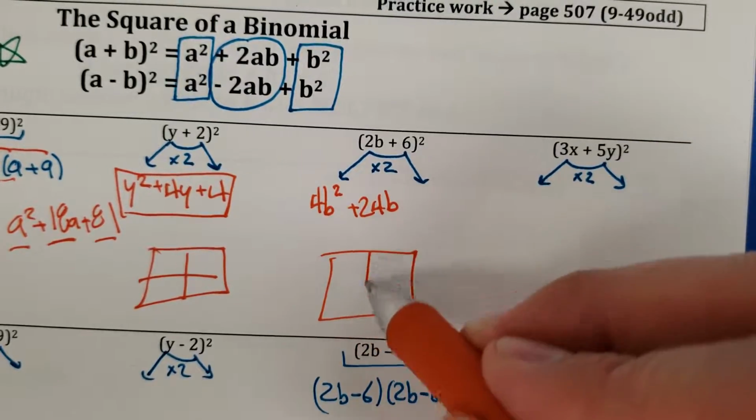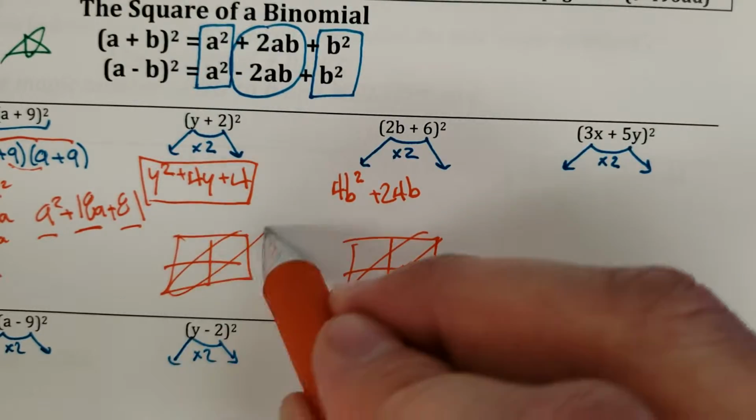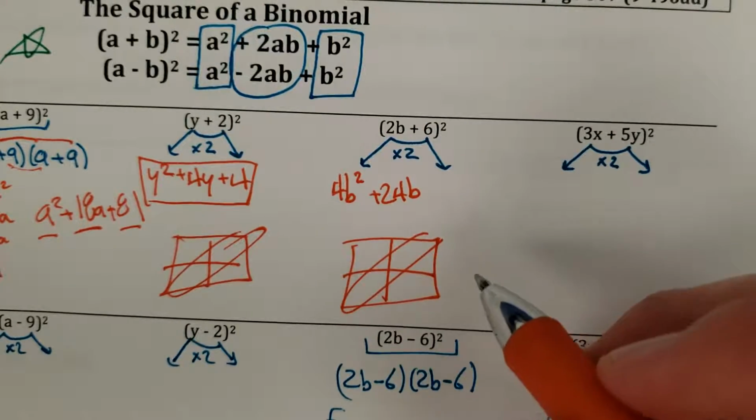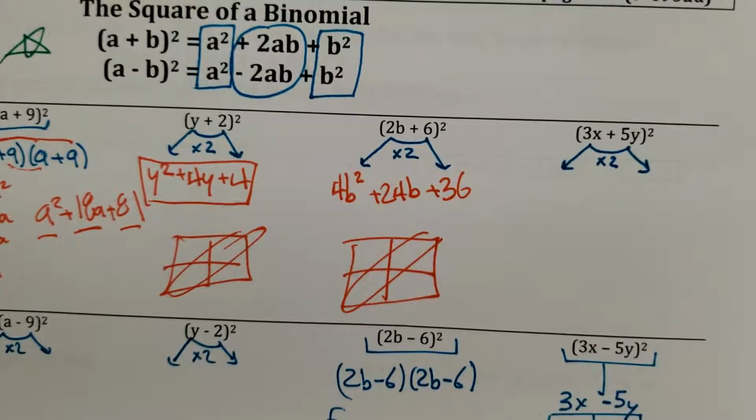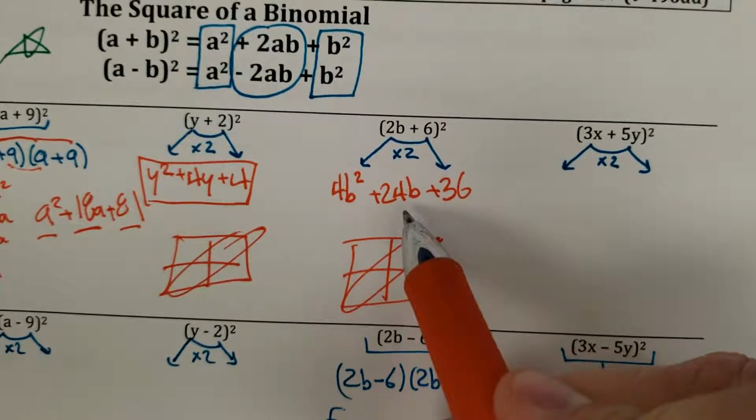Again, if you don't understand where the doubling comes from, it's always these pieces. These pieces should always be the same. There's 2 of them, so just double it. And then 6 squared is 36. There we go. 4b squared plus 24b plus 36.